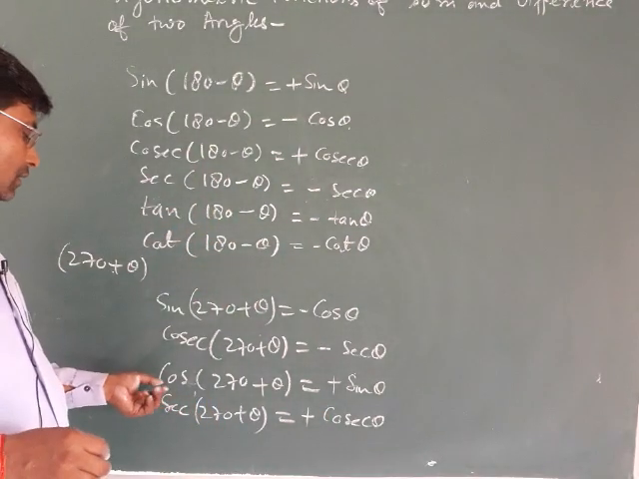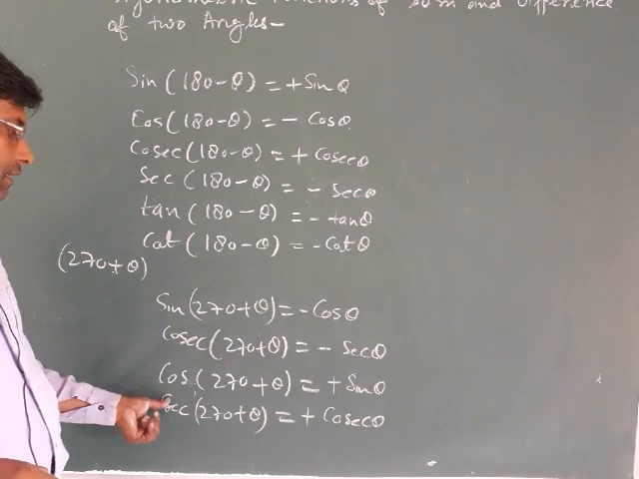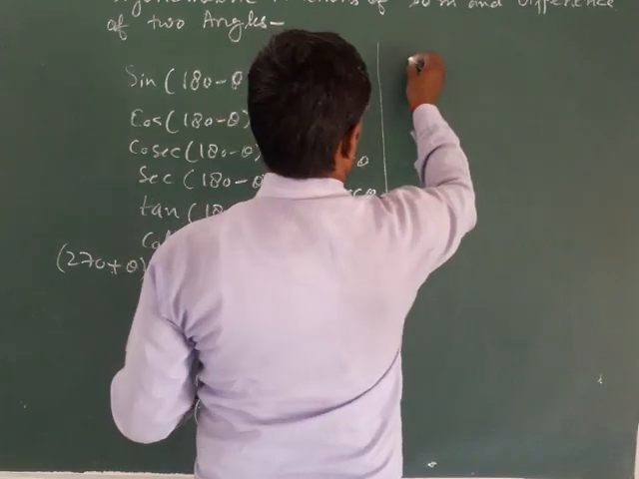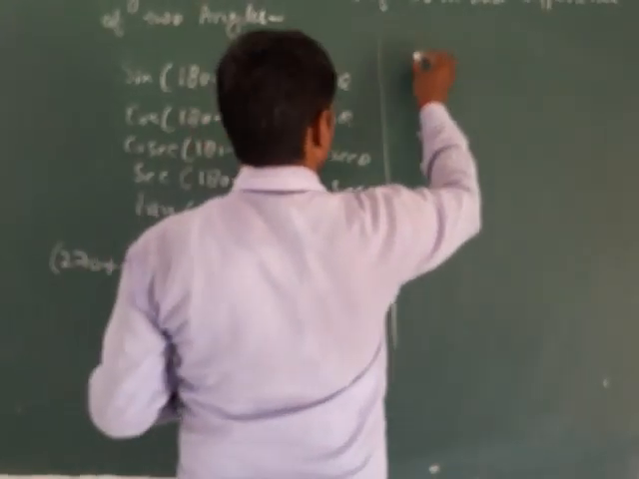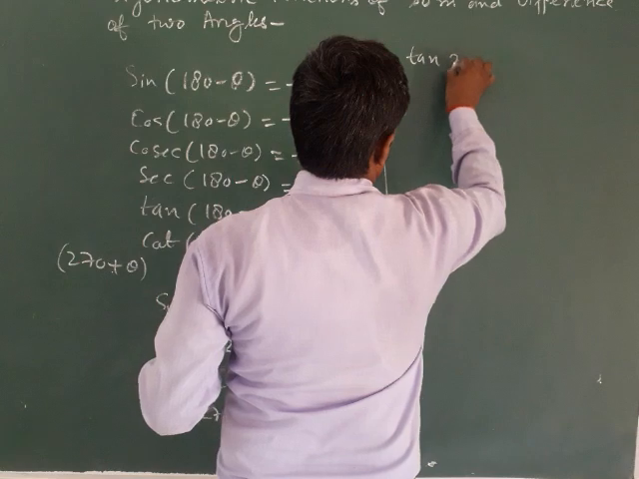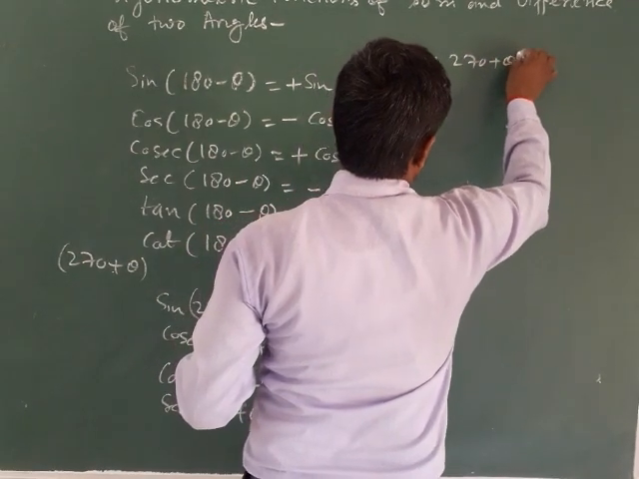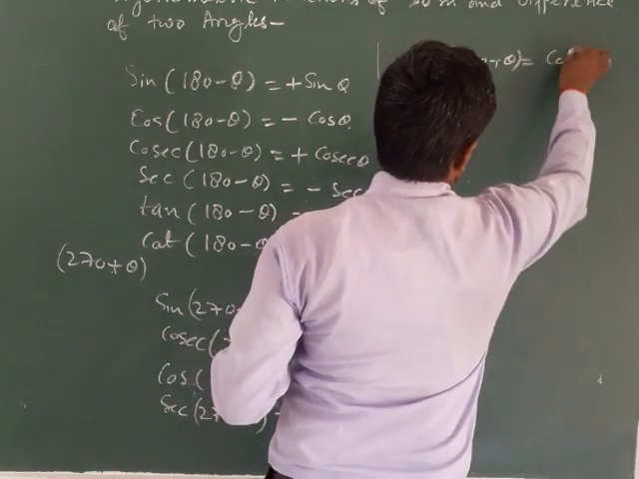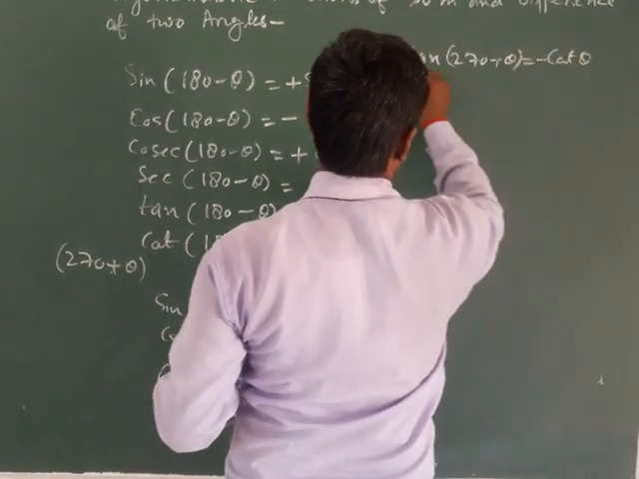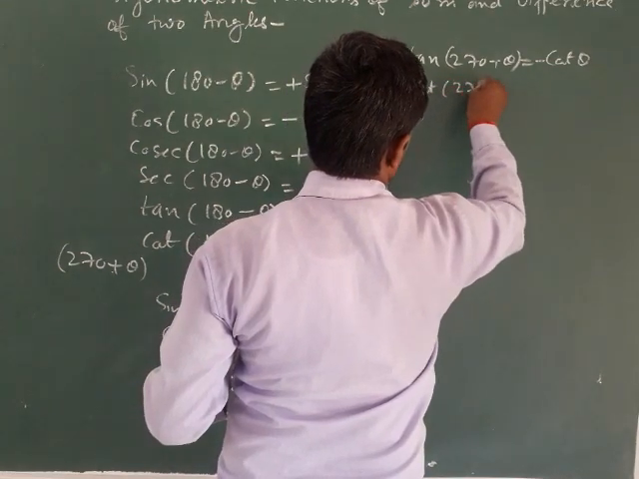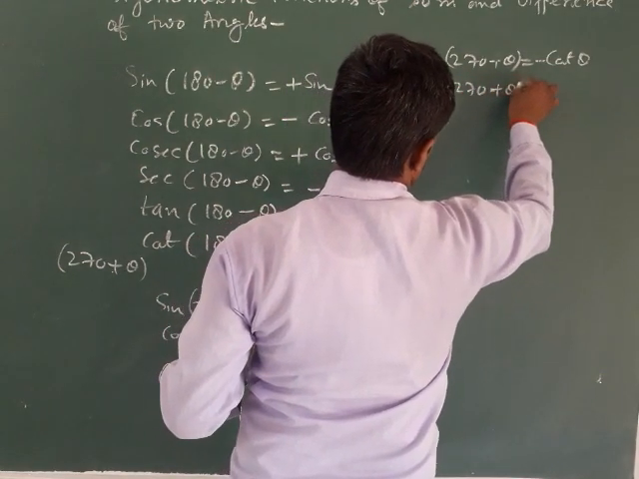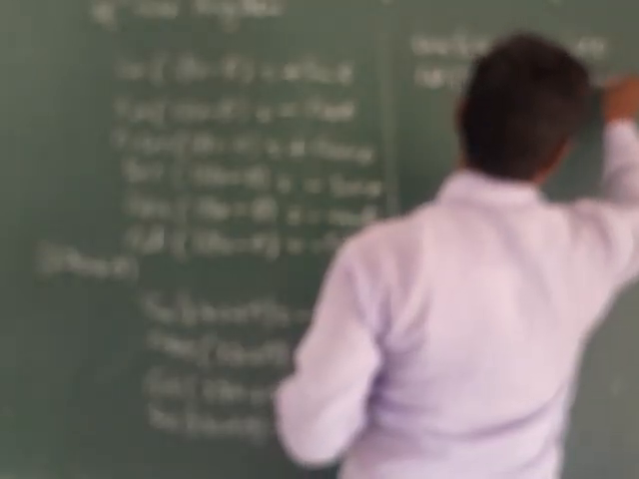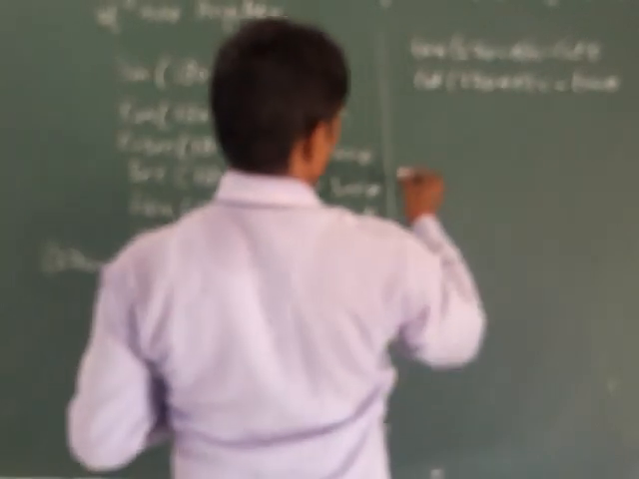In the fourth quadrant, cos and sec values are positive and the remaining values are negative. So tan of 270 plus theta is equal to minus cot theta, this is a negative value, and cot of 270 plus theta is equal to minus tan theta.